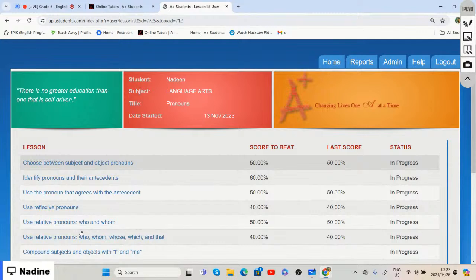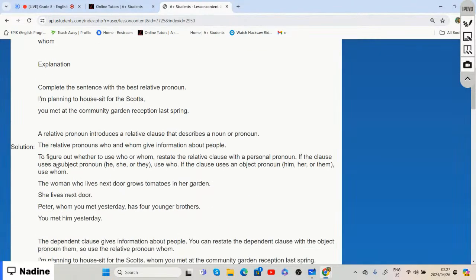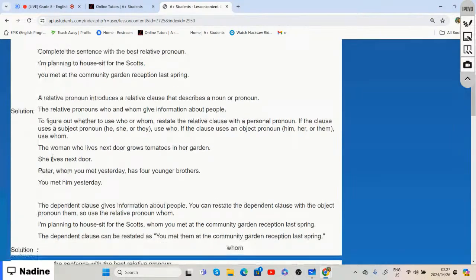Now we're going to use relative pronouns such as who and whom. Relative, it relates to something or someone. And a relative pronoun introduces a relative clause that describes a noun or describes a pronoun. And a relative pronoun, such as who and whom, gives information about people.